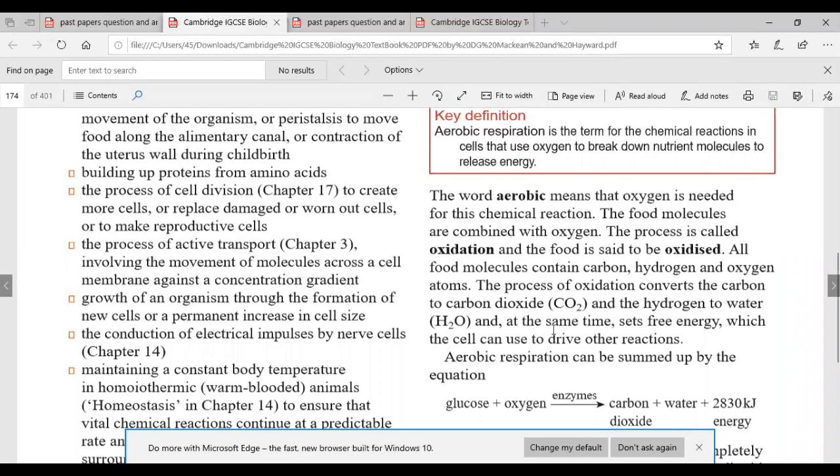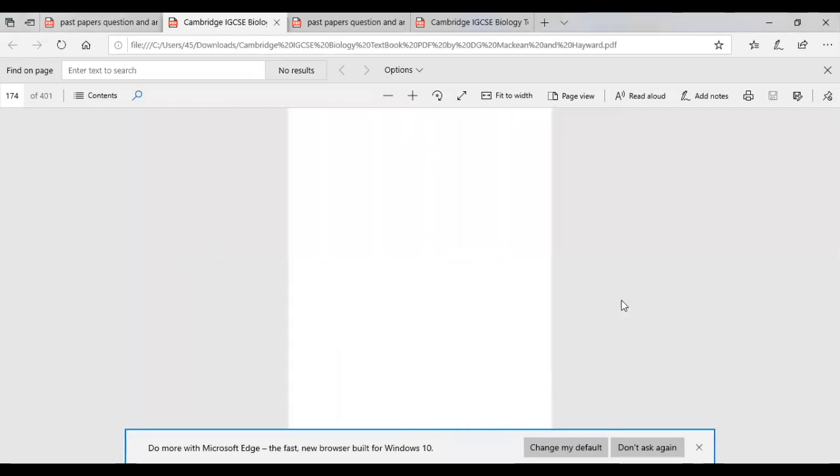The equation of aerobic respiration. I want only the boy, only the other student. Where is the other student? Muhammad Subhi, where are you? We studied it. If you want me to explain another time, okay, but you don't study what it is.